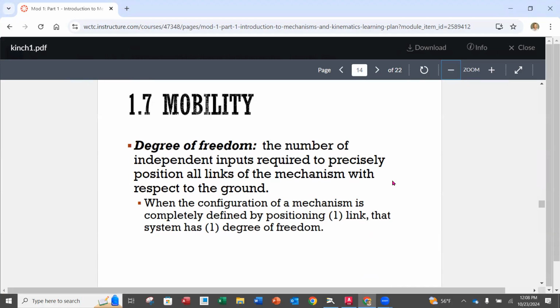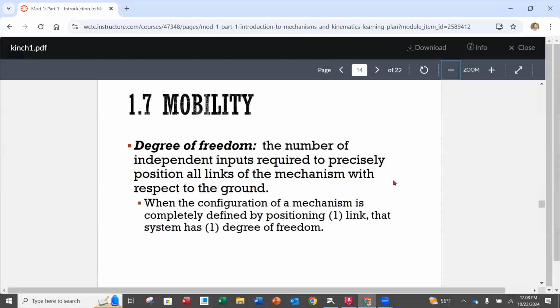is when we look at degrees of freedom, or we're trying to decide how many degrees of freedom are there on a mechanism. And so what it refers to is the number of independent inputs that are required to precisely position all of the links in the mechanism with respect to the ground or the frame. So what I like to think of is it tells me how many things I have to do in order to complete the operation or the function for that mechanism. So do I have to do one thing where I just rotate something around? Or do I have to do multiple things, maybe move a bunch of handles and things in order to get it into its proper final position?